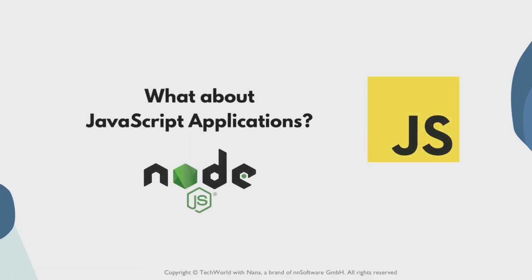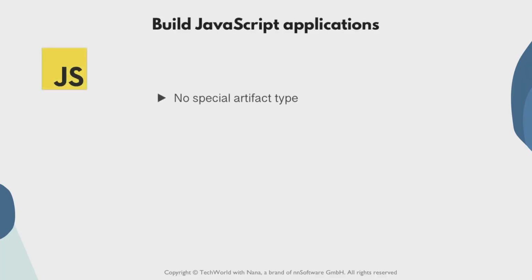Now, this is all about the Java application and Java build tools. Now, what about if you're developing an application with JavaScript? JavaScript doesn't have such a special artifact type like Java does, so it can be made into a zip or tar file. So how do we build a JavaScript artifact file as a zip or tar file?